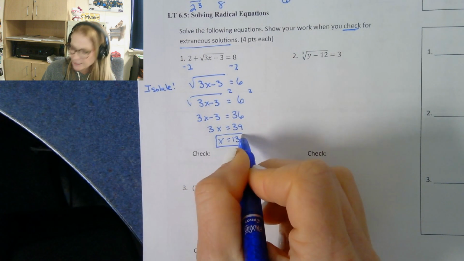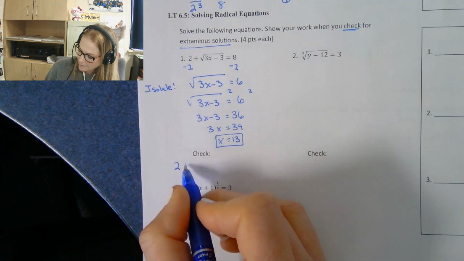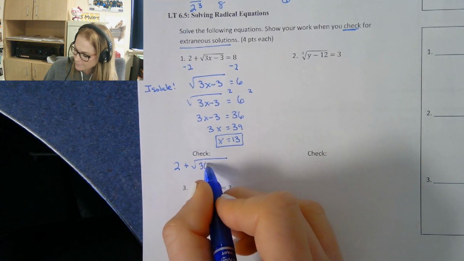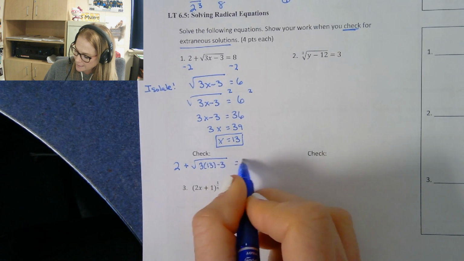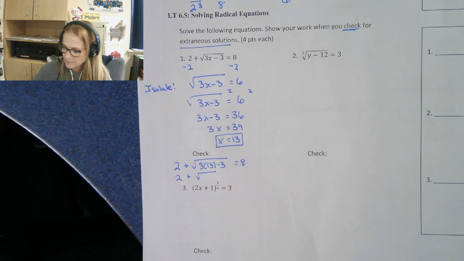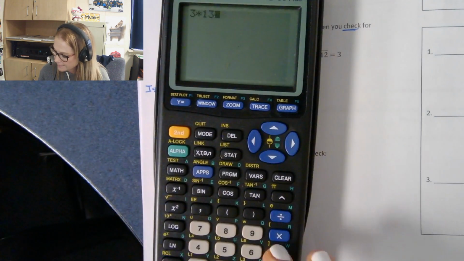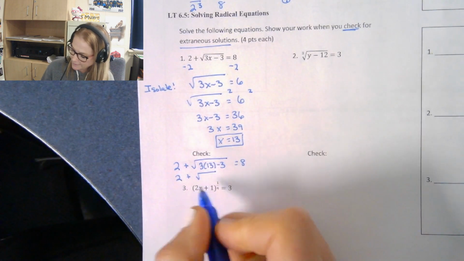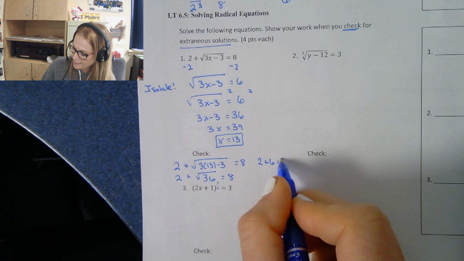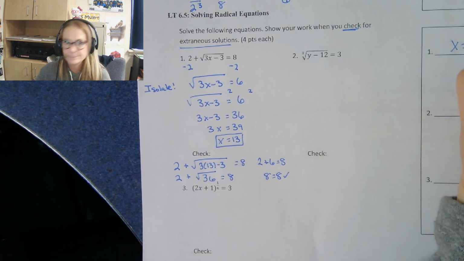So you want to check this extraneous solution. Extra solutions can pop up. So you want to go back to the original and check this. Okay, is 2 plus the square root of 3 times 13 minus 3 equal to 8? Is 2 plus the square root of 39 minus 3, okay, that's just 3 times 13 minus 3. Is that equal to 36? Okay, so is 2 plus 6 equal to 8? 8 equals 8. Yes. So that checks. X is equal to 13.